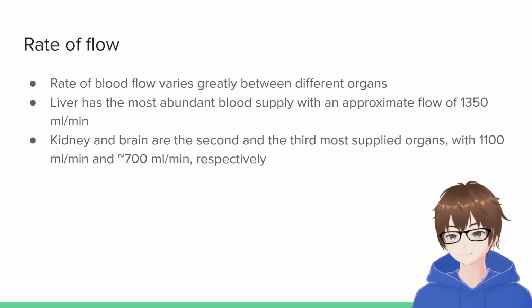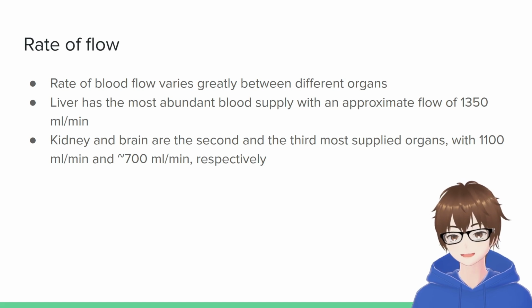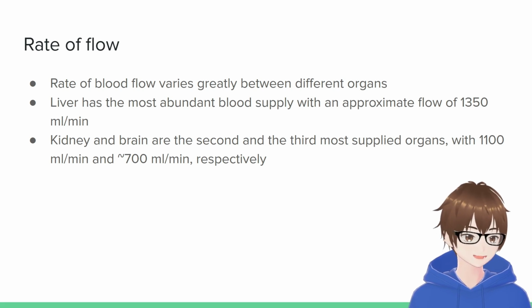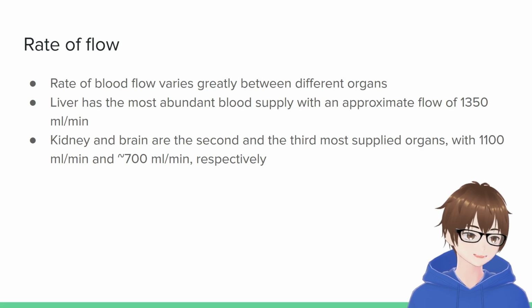1,350 milliliters per minute. Then the kidneys and brain are the second and third, so kidneys second, brain third of the most supplied organs, with 1,100 milliliters per minute for the kidneys and then 700 milliliters per minute respectively for the brain. So whenever you think about how much blood your body is getting, just think about your liver, okay? Your liver is getting quite a bit. It's almost getting twice the amount of blood that the brain is getting. And kidneys also get quite a bit. But the liver and kidneys are mostly for waste disposal, so I understand why they get quite a bit. I'm just surprised the brain didn't get that much.